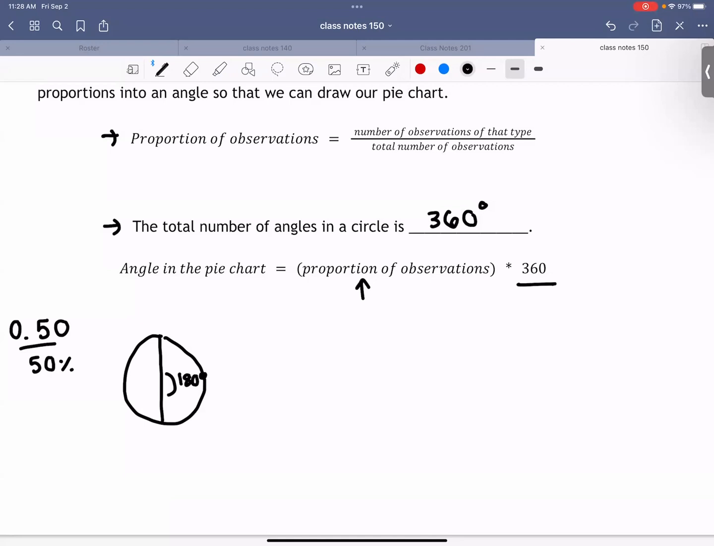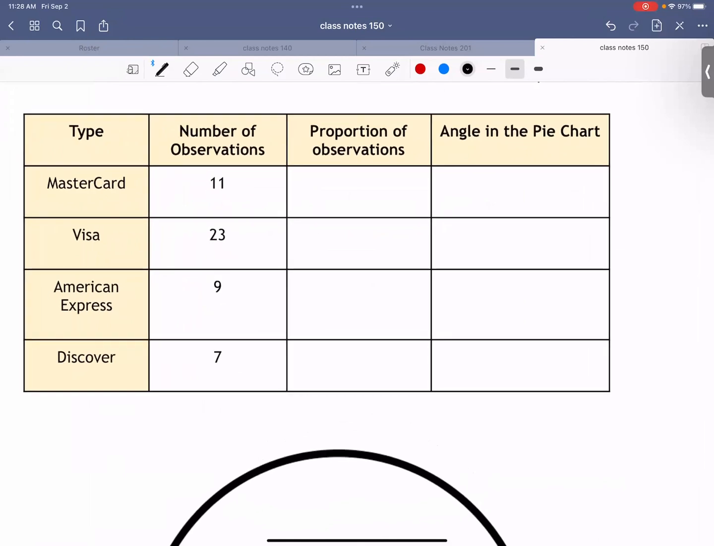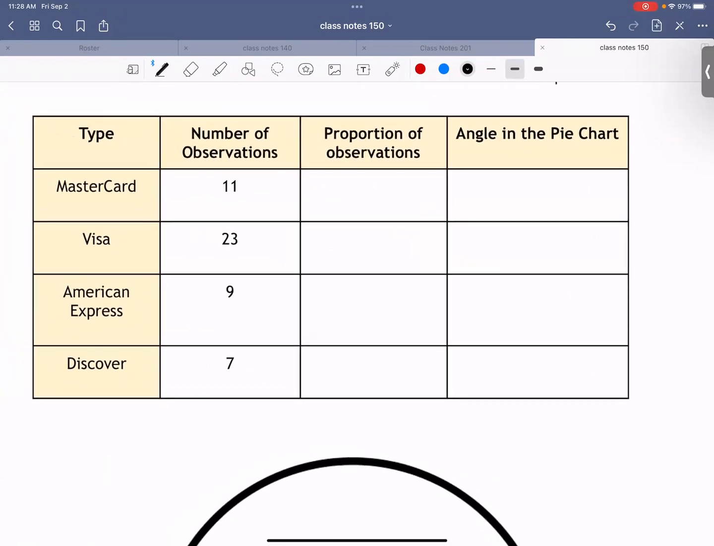Let's do an actual example. I think it might make a little bit more sense. So here I have a chart. I have the types of cards. I also put the number of observations next to it. What we're going to do is calculate the proportion of observations for each type of card, and then calculate the angle in the pie chart. And in the next class, we can figure out what it looks like. Remember the total number of observations was 50, even though I wrote 30. We got that by adding up all the numbers of observations.